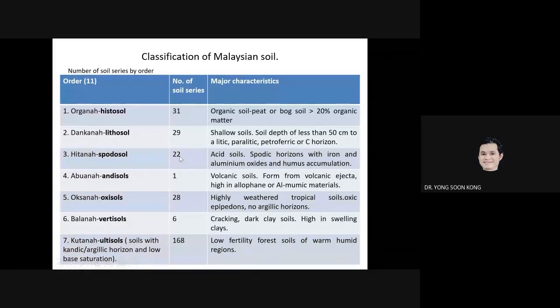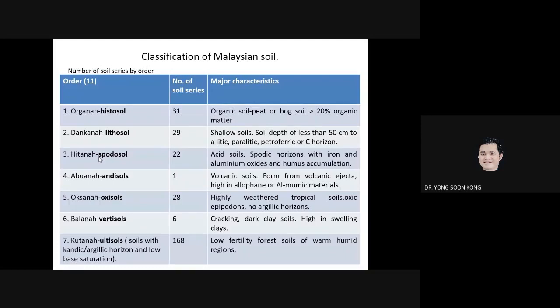Spodosol. 22 soil series, acidic soil, and it is enriched, accumulated with iron and aluminium. So you can guess, what color is this one? It's not red, because it has aluminium oxide. Aluminium oxide is white. White plus red is orange. And what you can normally see in Malaysian soil on hill slopes, when you open the soil cover and you see red soil, this is it. It is called spodosol here, but sometimes you may notice that it is also called podzol.